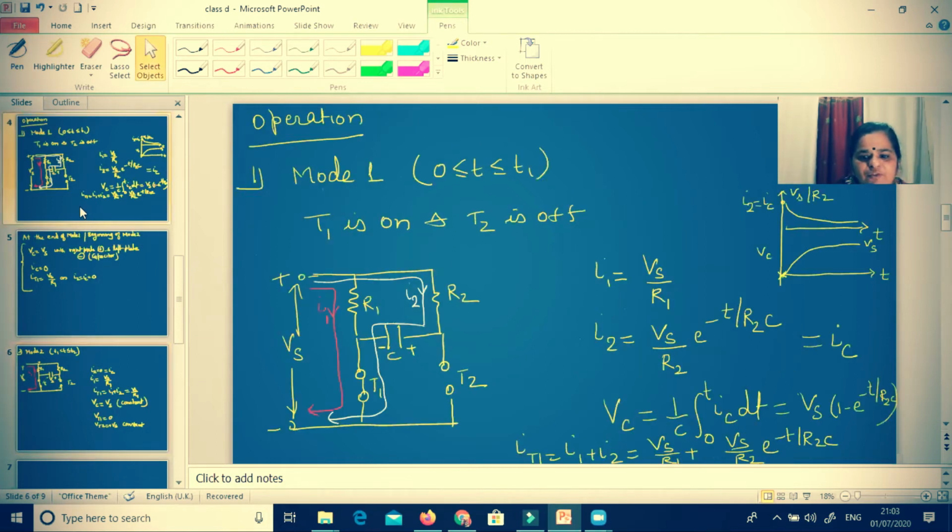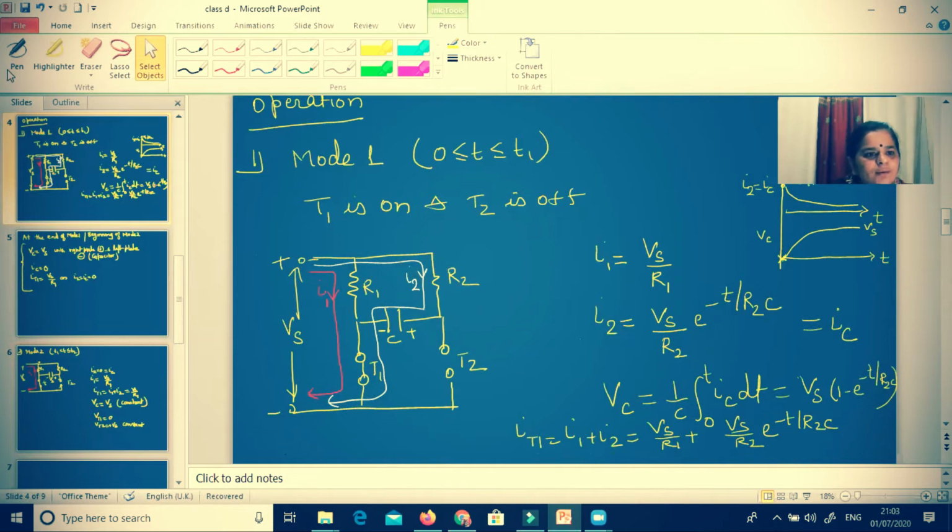At the same time, if I write it for mode 1, what will be Vt1? In mode 1, Vt1 will be 0 and Vt2 will be equal to Vc. Meaning as Vc is changing, in a similar fashion Vt2 is changing. So this is something about mode 2.